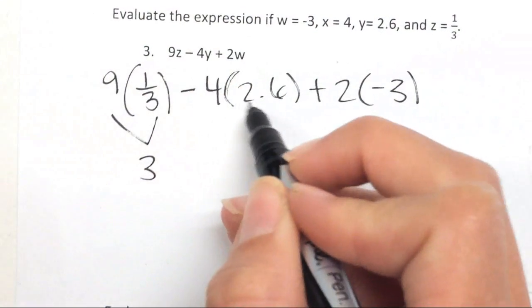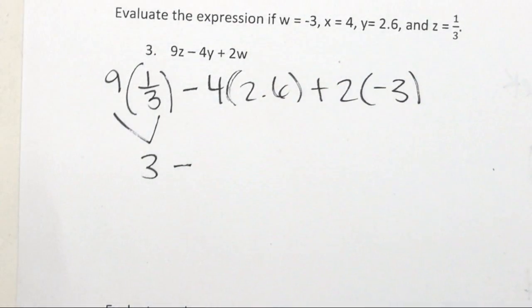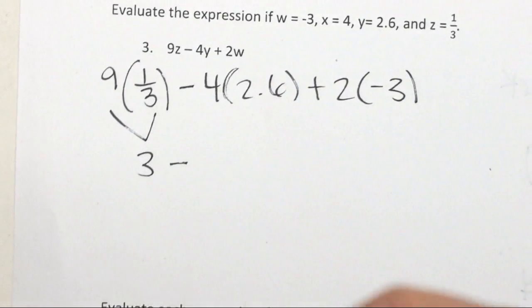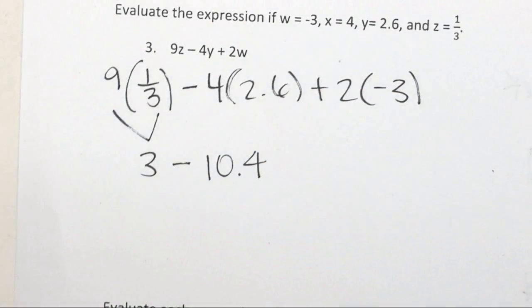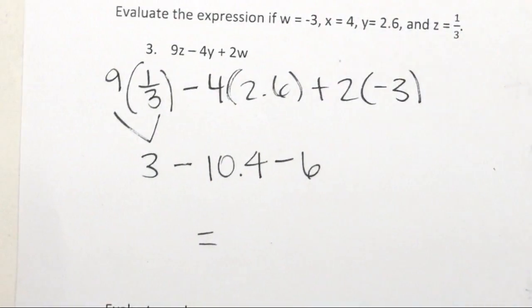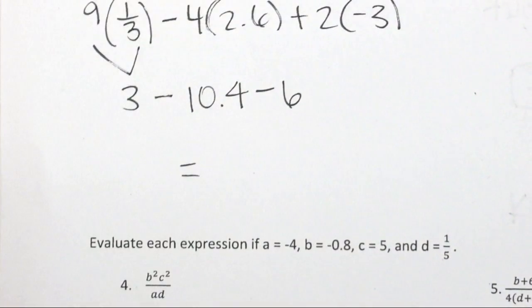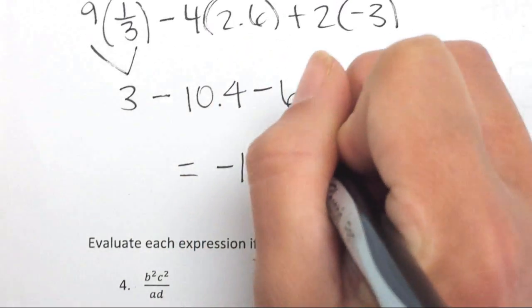What is negative 4 times 2.6? Very good. And 2 times negative 3. Good. And now go ahead and calculate the final answer, and you can say it out loud. Negative what? 13.4. Very good.